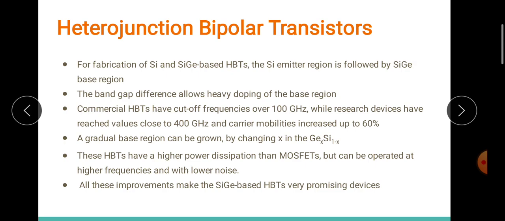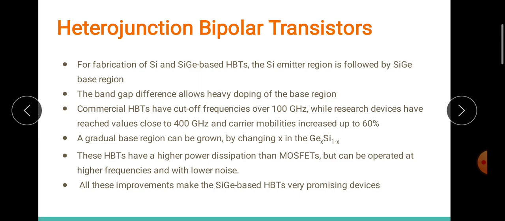But we have seen that these HBTs have a higher power dissipation than MOSFETs, which is definitely a disadvantage, right? But at the cost of higher dissipation, we can get better operation at high frequencies with lower noise. So there is definitely a trade-off. What do you prefer? Better operation at high frequencies with low noise, or is it the power dissipation you are concerned about? Based on that, you will select what kind of devices you need. If you can tolerate the power dissipation, you can definitely prefer HBTs for high frequency operations. So due to all these factors, we may prefer silicon germanium based HBTs in the near future, right?